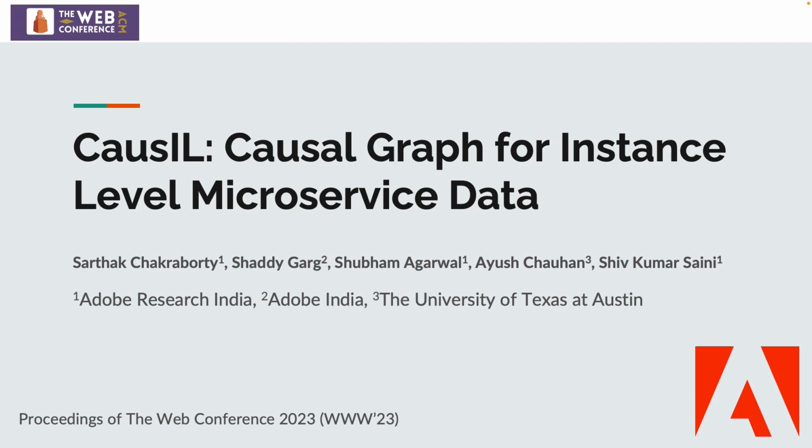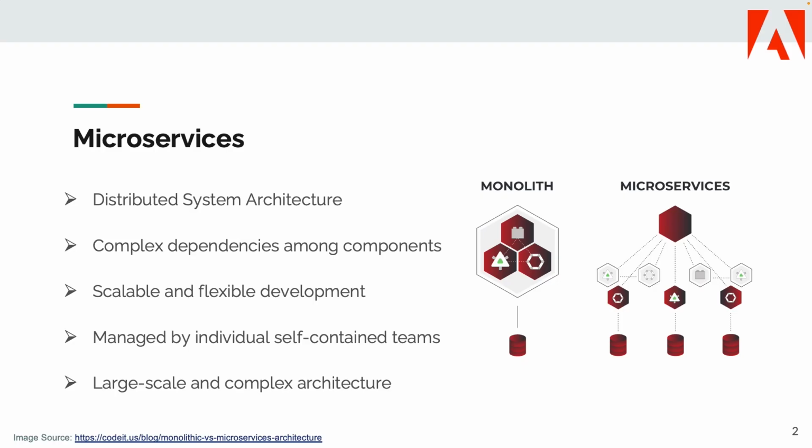Hello, I'm Sarthak Chakraborty, and I'm going to give a brief summary on our work, Causal Graph for Instance Level Microservice Data. In production systems, the monolith architecture of system design has been replaced by the microservice architecture, which comprises multiple interconnected distributed services, where each such service performs a dedicated task.